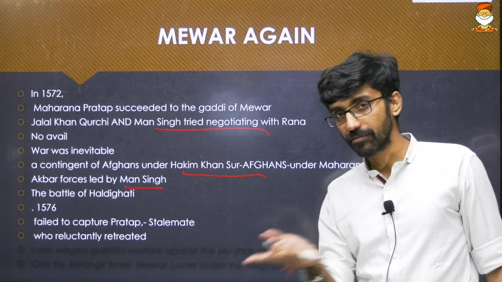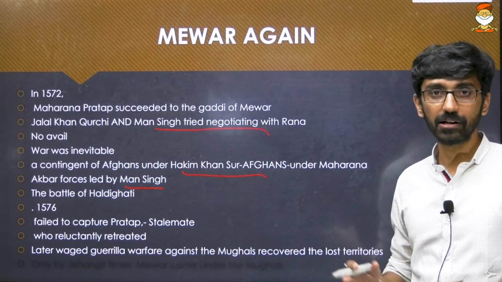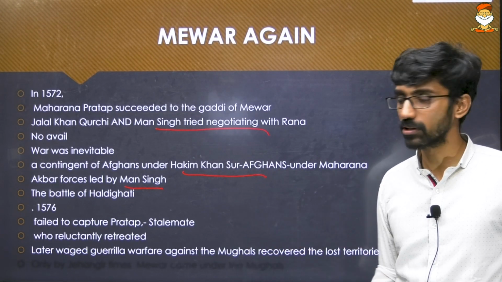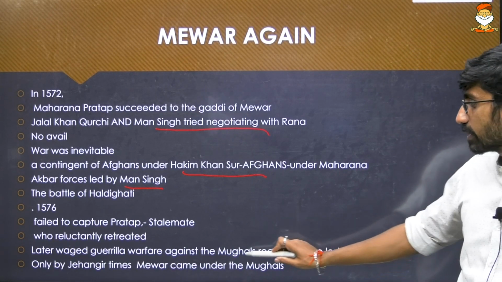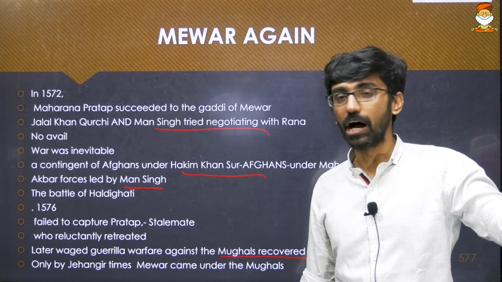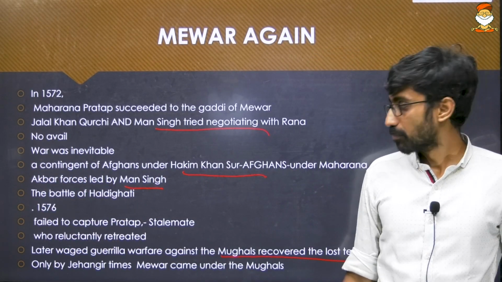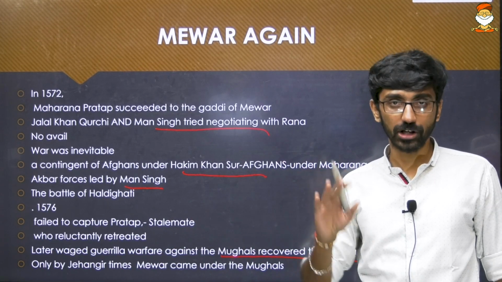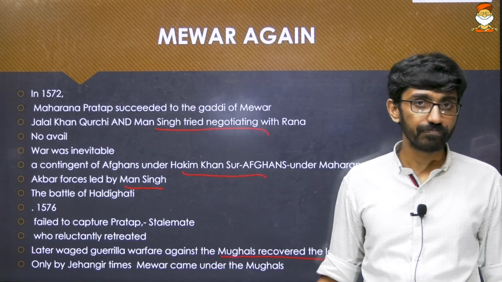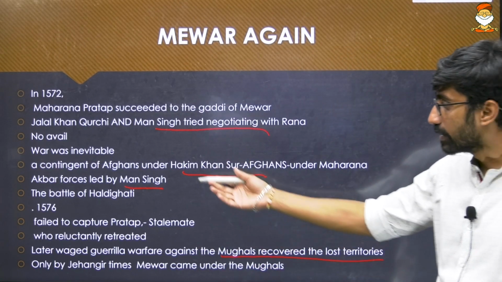So Maharana Pratap retreated, but later he started guerrilla warfare. He was not ready to accept any kind of defeat, and he continued guerrilla warfare, surprise attacks against the Mughals. The Mughals were harassed. At the same time, he started recovering the lost territories from the Mughals, and by the time of Jahangir, Akbar couldn't bring Mewar under the complete control of the Mughals. But later Jahangir, with the help of Shah Jahan, son of Jahangir, brought Mewar under the complete control of the Mughals.